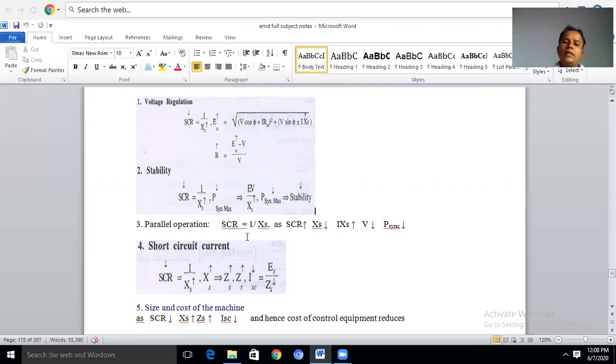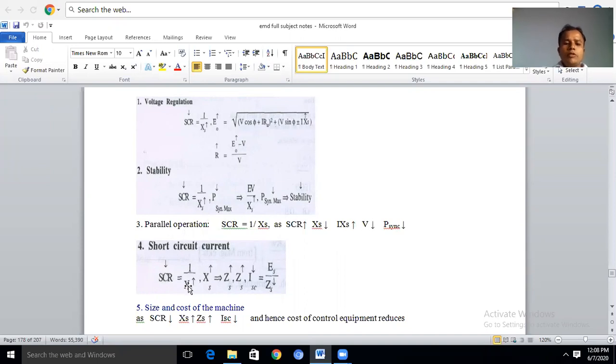Then parallel operation, whenever we are operating the machines in parallel. So SCR is 1 by XS. As SCR increases, XS decreases. I into XS will again increase, V will decrease, and the synchronizing power will decrease.